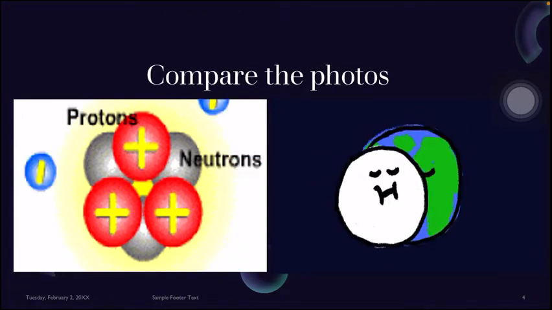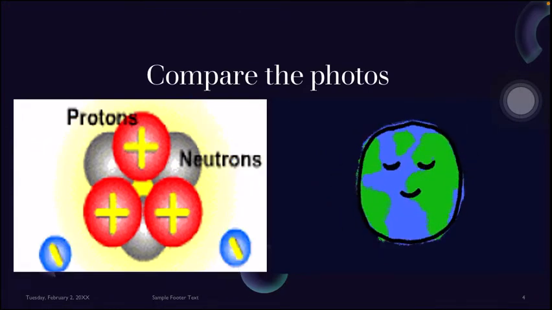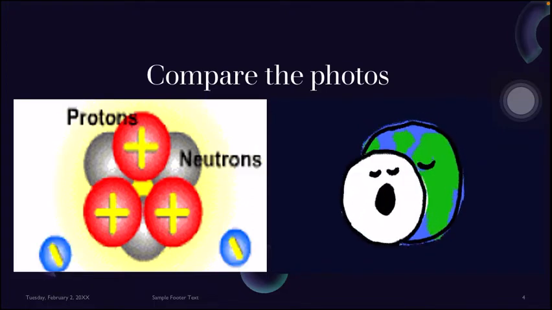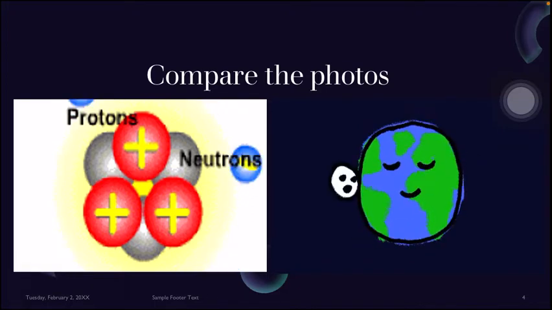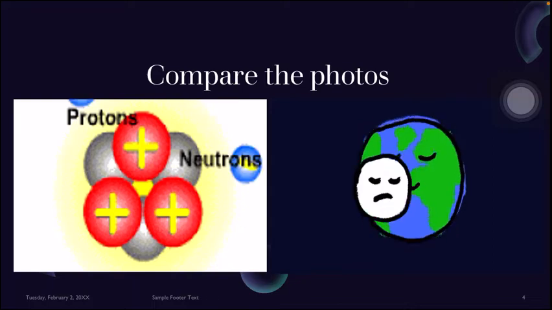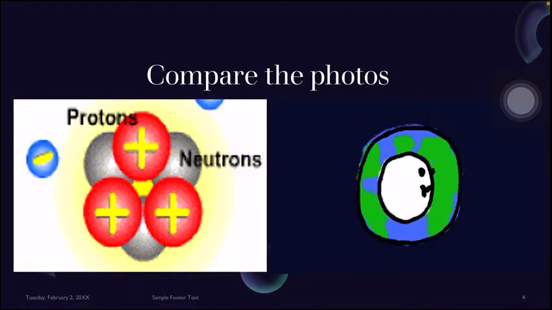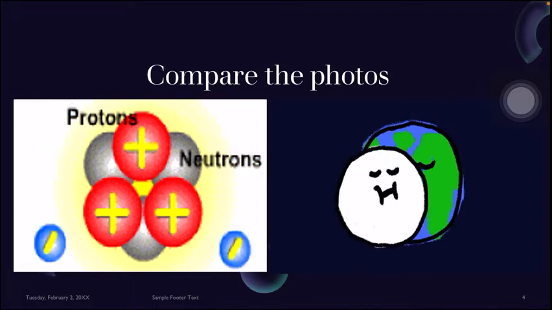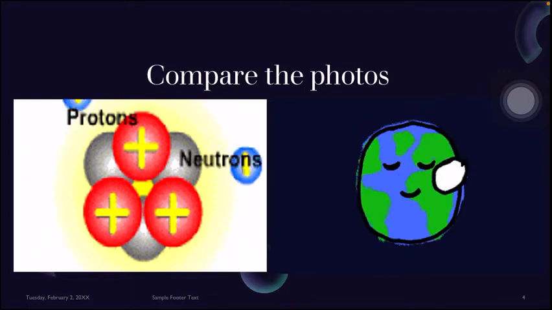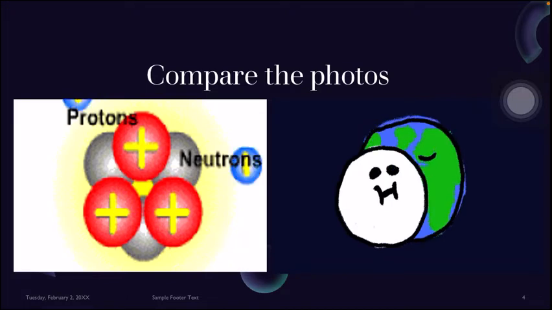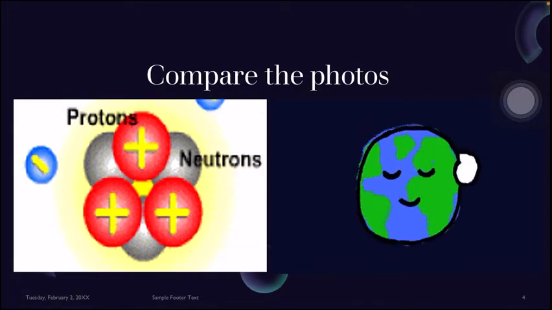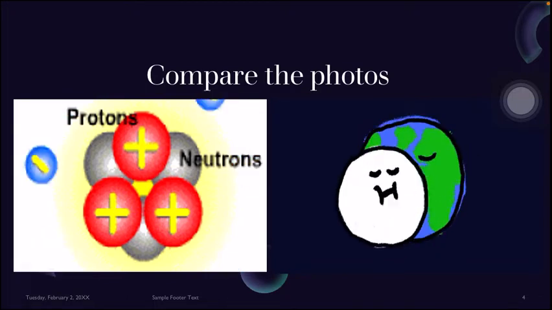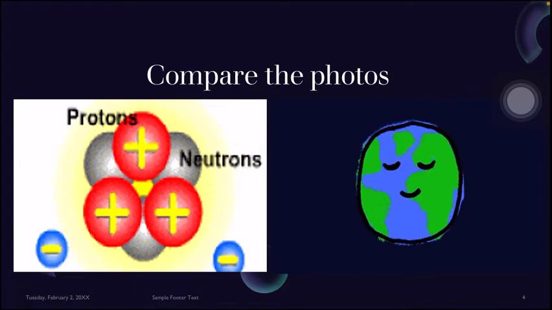Okay, again, we have two diagrams, one on the right with the moon rotating around the Earth, and we have a next image on the right, which depicts the atom. So you can just pause this video right now and begin to explain or to write your thought process. What is it that you're seeing? What is similar between these two images?